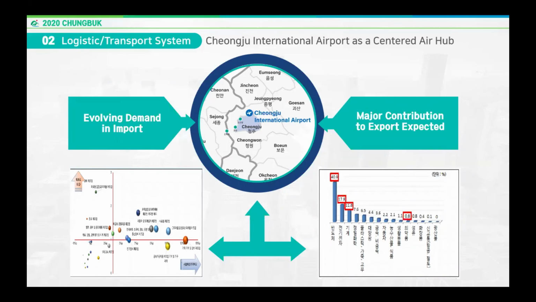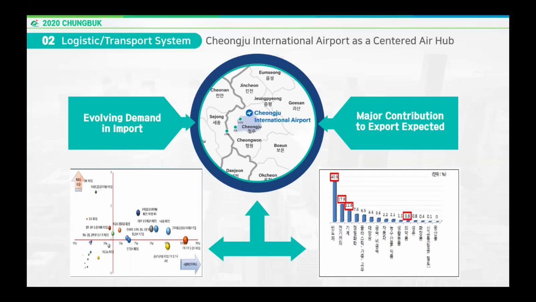Chungbuk has its own international airport called Cheongju International Airport. Due to its beneficial location in the center of South Korea, and thanks to the well-developed logistic and transport system surrounding it, Cheongju Airport has a huge growth potential. Because of its central location, Cheongju International Airport can provide fast and efficient shipments and services to all parts of Korea.